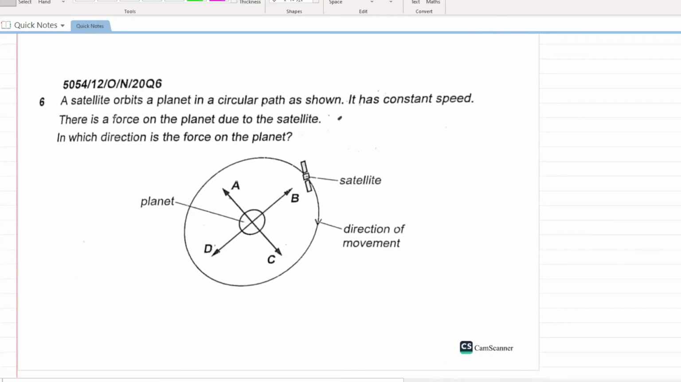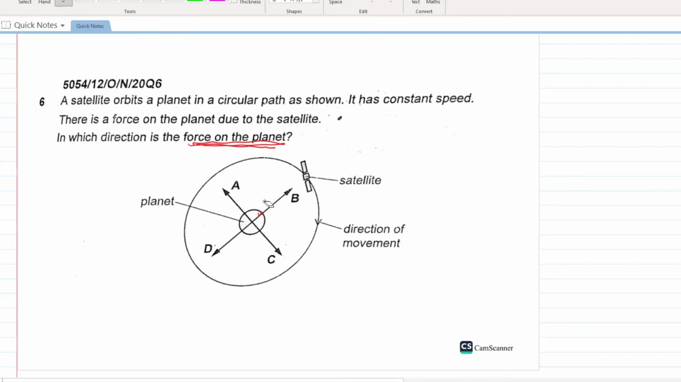Okay, this was an interesting question. A satellite orbits a planet in a circular path as shown. It has constant speed. There is a force on the planet due to the satellite. In which direction is the force on the planet? Okay, you have to calculate the force on the planet, not on the satellite. The satellite will apply a force towards the center like this. According to Newton's third law, the planet will have a force on itself in the opposite direction like this.